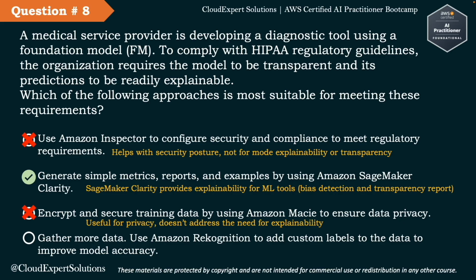And our last option, gather more data, use Amazon Rekognition to add custom labels to the data to improve model accuracy. Rekognition is for image and video analysis, not for explainability. Adding labels may improve accuracy, but it does not fulfill transparency or interpretability requirements. That is why option number 4 is not the correct option. Let's review question number 9.